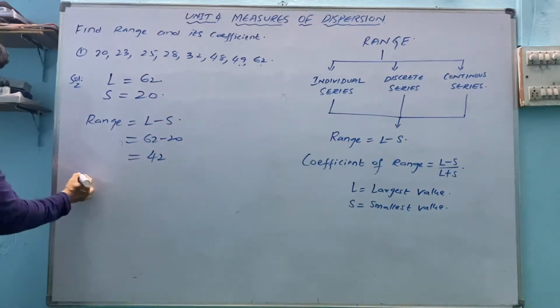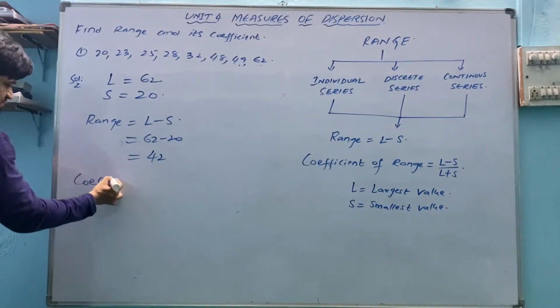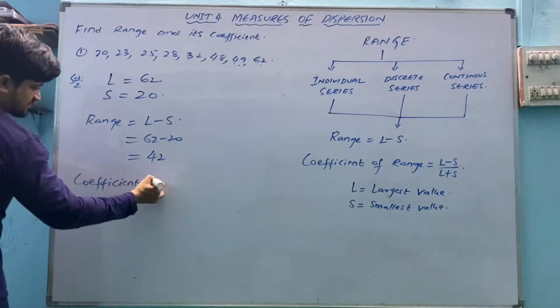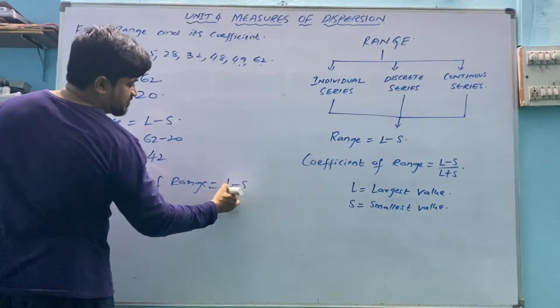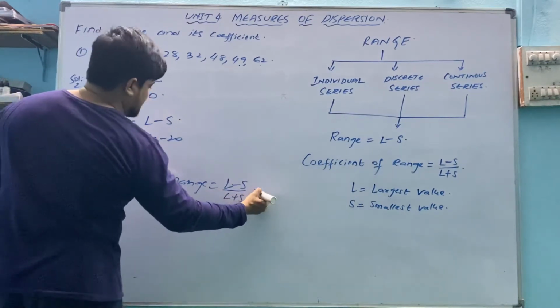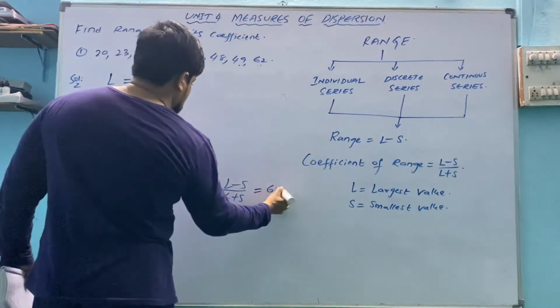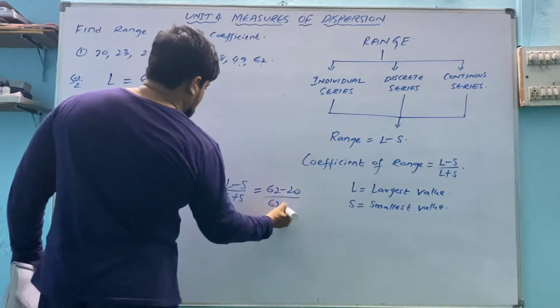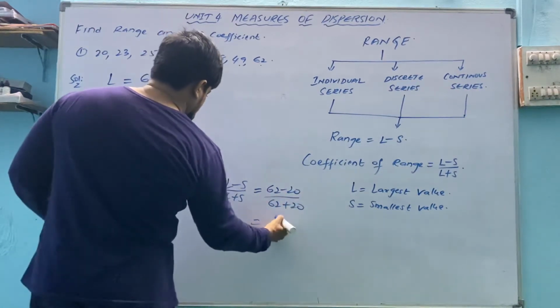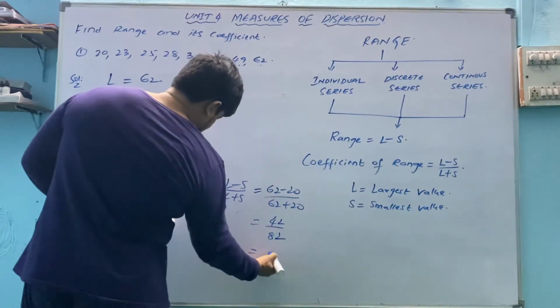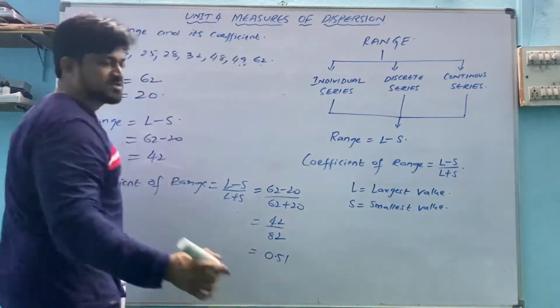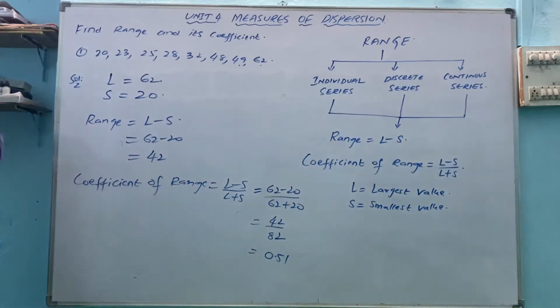Then the coefficient of range. You should know the formula by heart: L minus S by L plus S, which equals 62 minus 20 by 62 plus 20. So which is 42 divided by 82, 0.51. You can use a calculator to find this value.